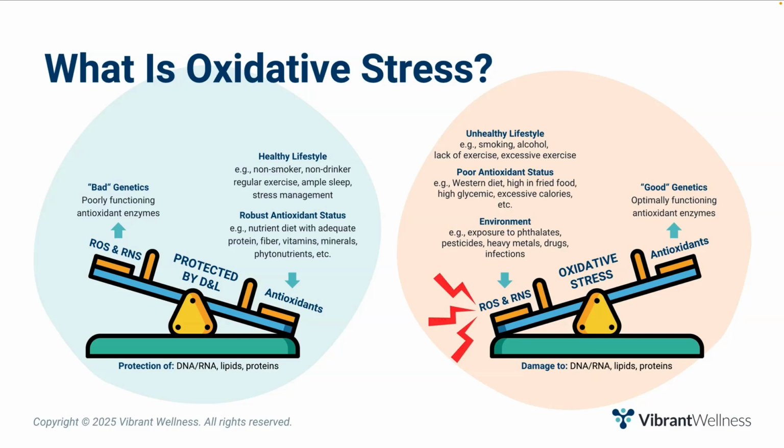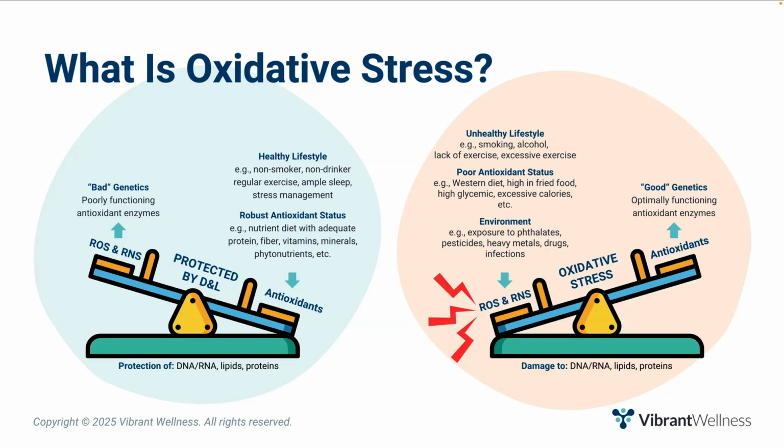As illustrated on the left, it's possible to be genetically predisposed to oxidative stress due to unfortunate genetics, but protected by a nutrient-dense diet and healthy lifestyle, such as getting ample sleep, managing stress, eating a nutrient-dense diet, and getting regular, moderate exercise. As illustrated on the right, it's also possible to have a fully functional endogenous antioxidant fleet, but so many pro-oxidants in your diet and lifestyle that your body can't keep up.